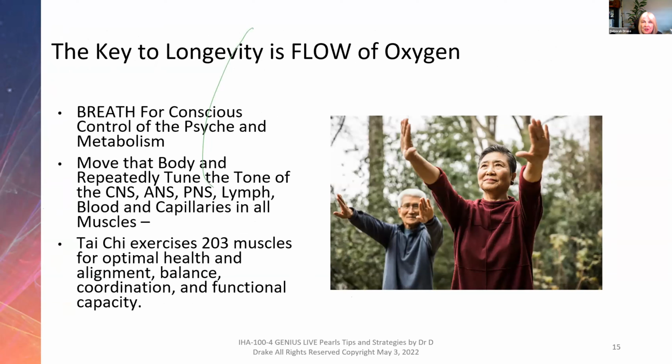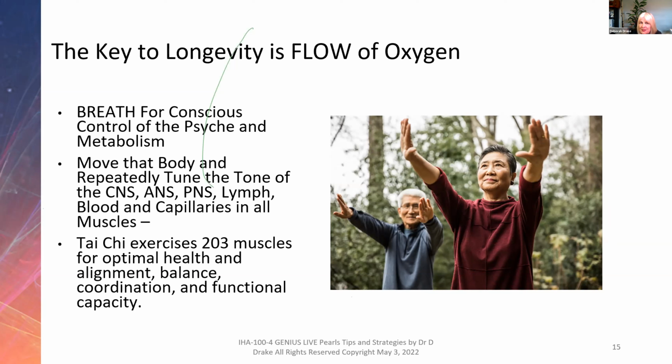And one of the best exercises in the entire world is called Tai Chi. It gives you breath control for conscious control of your psyche and your unconscious breathing at night. It gives you ability to move the body and tune it and tone the central nervous system, the autonomic nervous system, which is sympathetic and parasympathetic, and the peripheral nervous system. It also moves all your lymph and blood and capillaries, and it moves all muscles.